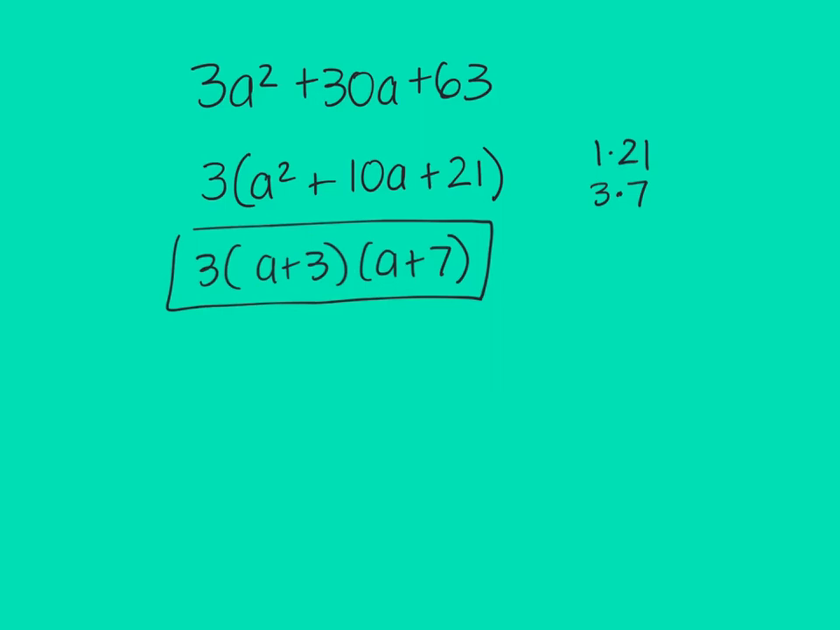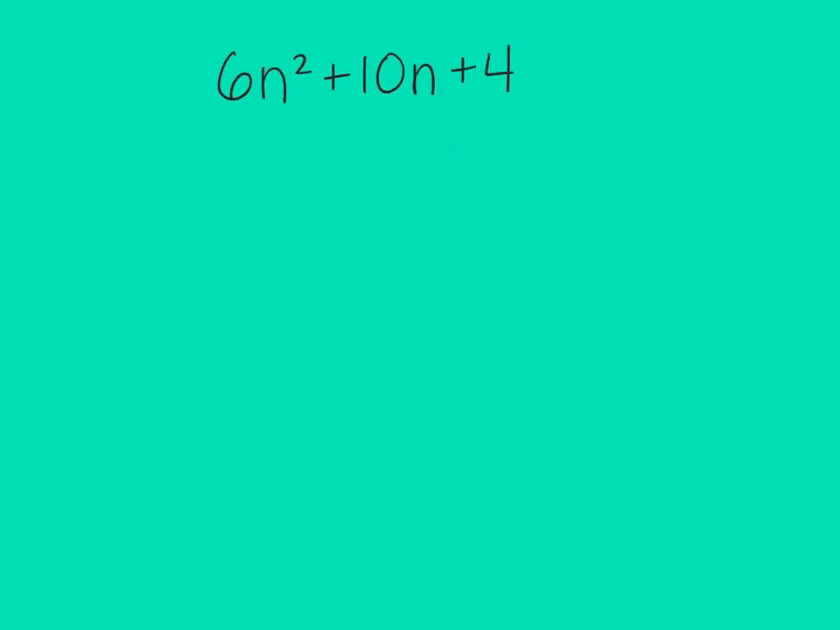So in this case, we didn't need to use the AC method because once we took out the 3 from all three terms, we didn't have a number left next to the a squared. And then the last problem for the notes page, 6n squared plus 10n plus 4. First check, is there something I can divide all three terms by? 6, 10, and 4. Yeah, I can divide each of those by 2.